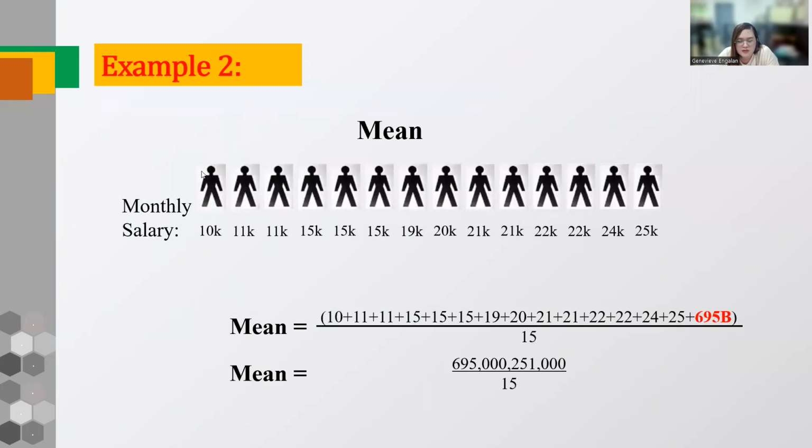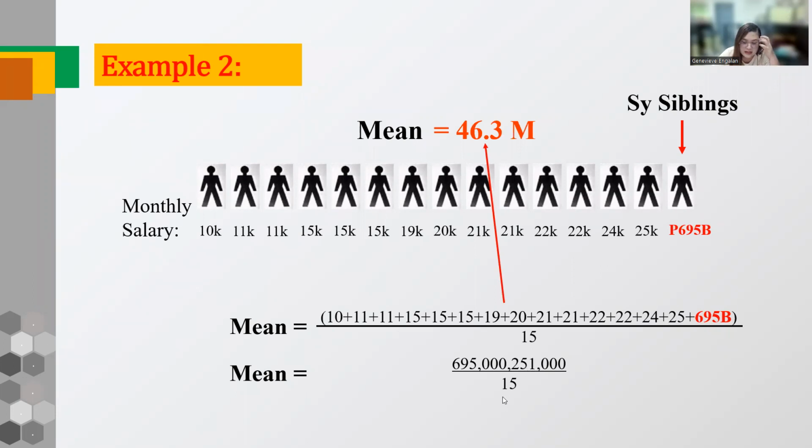So if we have these 14 employees of CSU, and then a salary is mixed in with a monthly salary of 695 billion. This one is supposedly one of the siblings, children of Henry C. So it is mixed in there. So our mean becomes 695 billion divided by 15. So our mean will be 46.3 million.